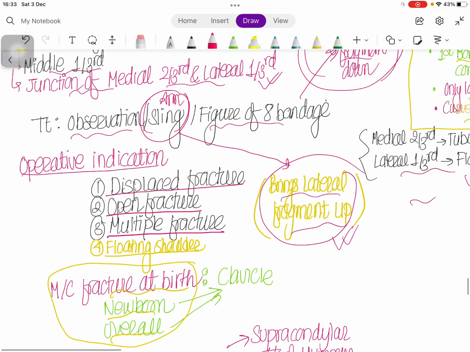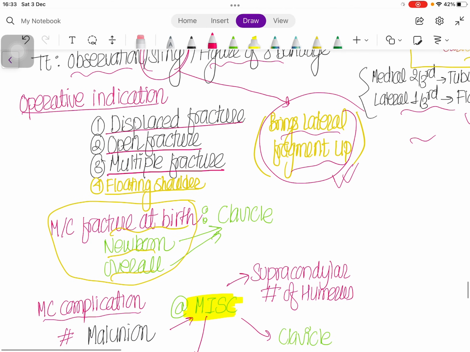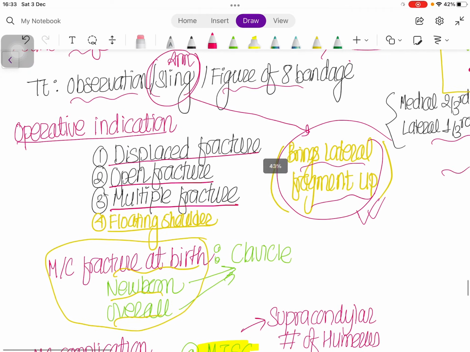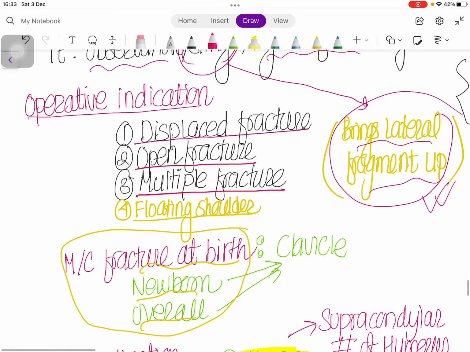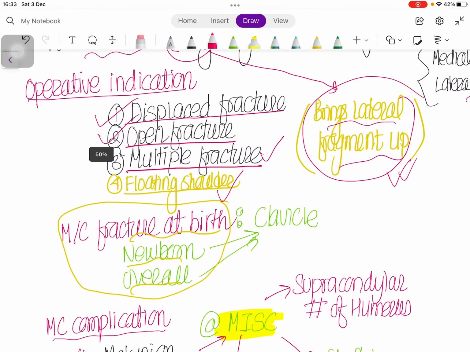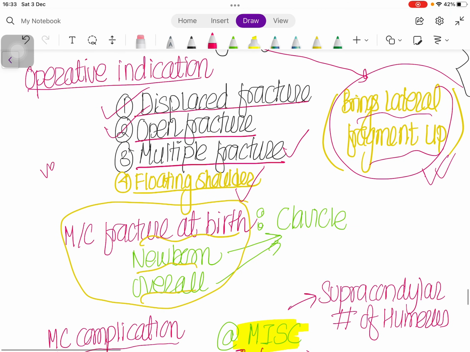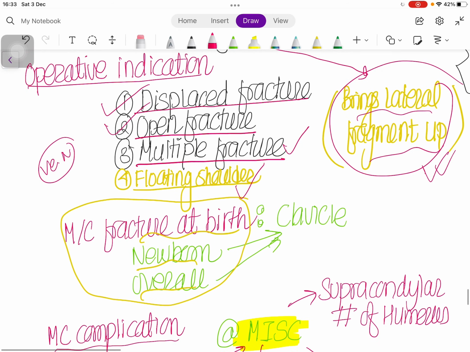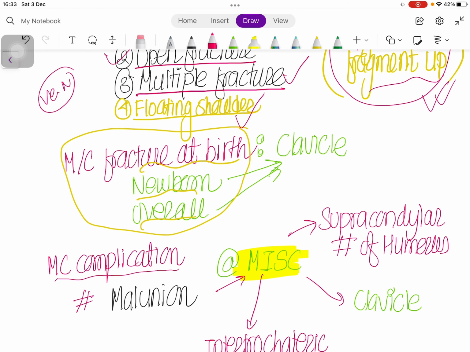so that it is easy for fixation and healing. So for the operative indications, if there is a fracture, what are the indications to do operative fixation? Displaced fracture, open fracture, multiple fractures, or floating shoulder. So these are the operative indications, and if there is vascular and neurovascular injury, then we also have to operate.